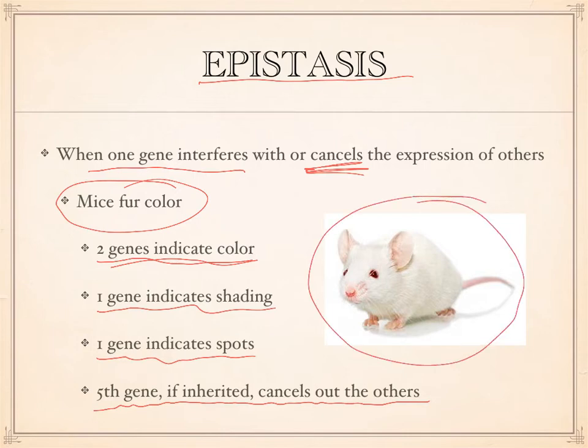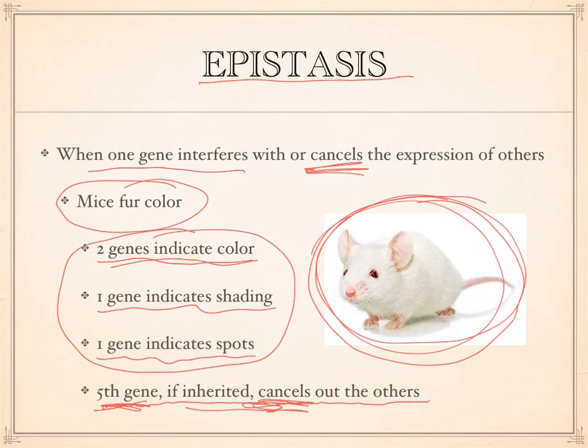and what you get is these albino mice, white fur, pink eyes, no pigment forms from it, because it has this epistatic gene that blocks or cancels out the expression of the four others. If this one is not present, then the mouse will just get its normal coloring, normal shading, and normal spotting. But if it gets this fifth epistatic gene for albinism, it would block that out, and you would get this guy.